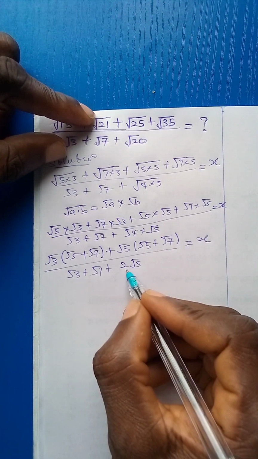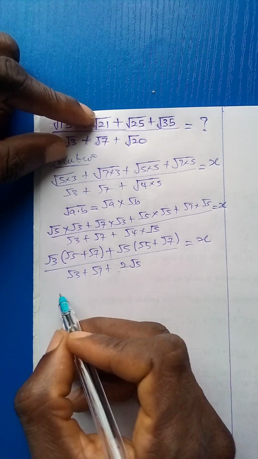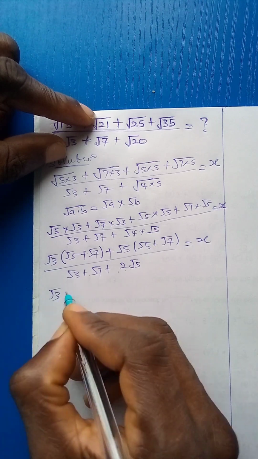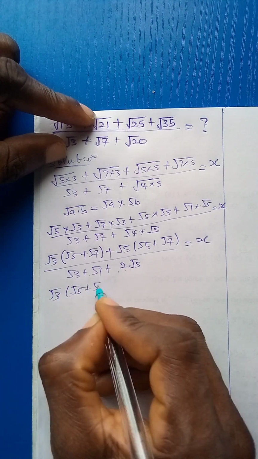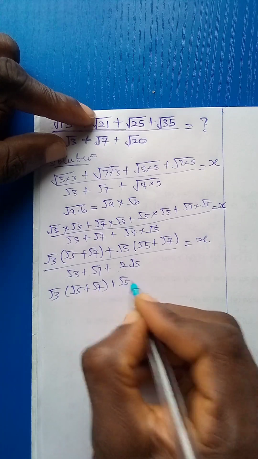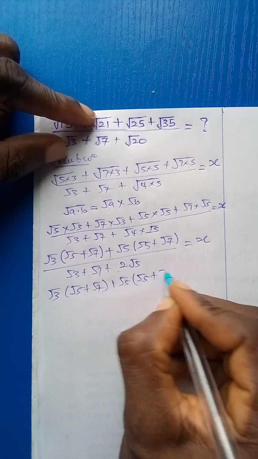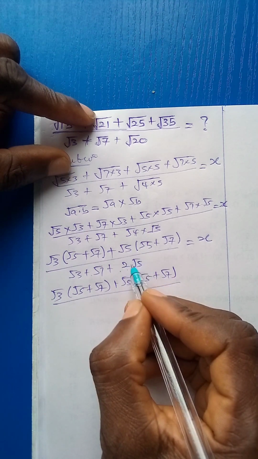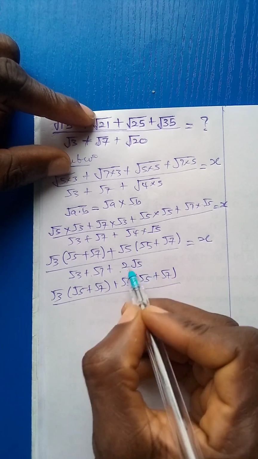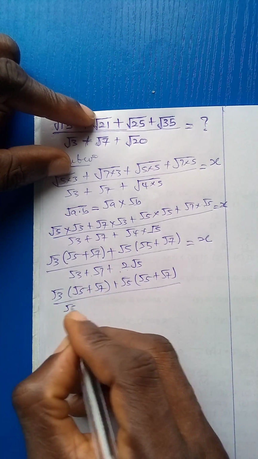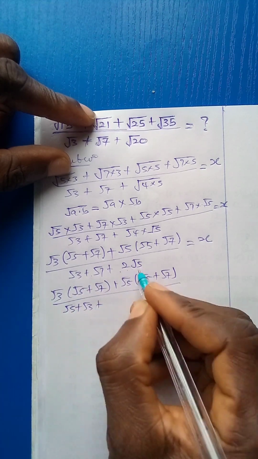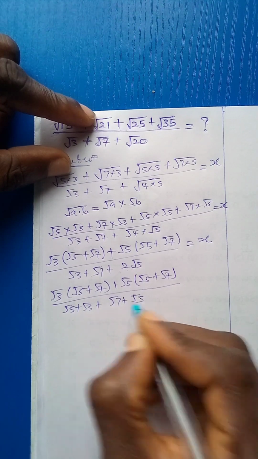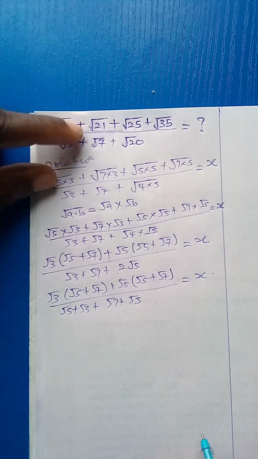Good. 2 root 5 is root 5 plus root 5. So let us still split this one. It now becomes root 3 root 5 plus root 7 plus root 5 plus root 7 in brackets all over. Now I will split this into 5 plus 5. The first 5 will come here, that is root 5 plus root 3, plus the second one will come here, that is root 7 plus root 5 is equal to x.